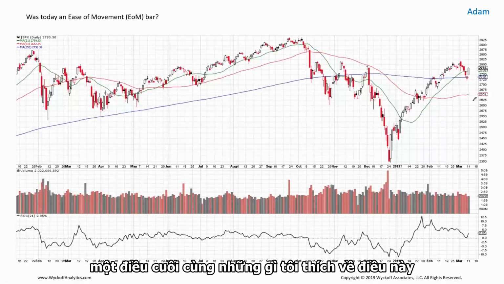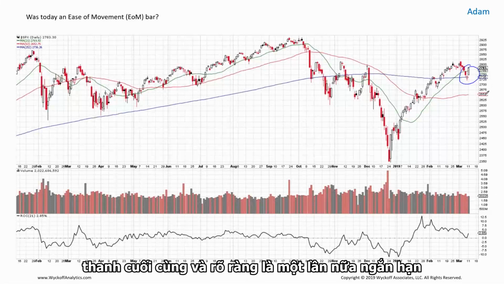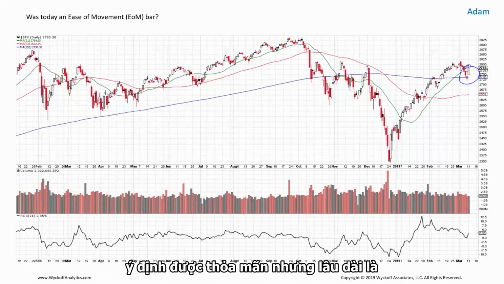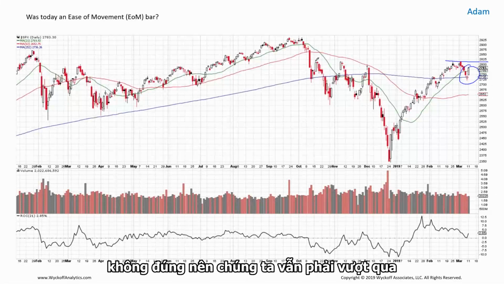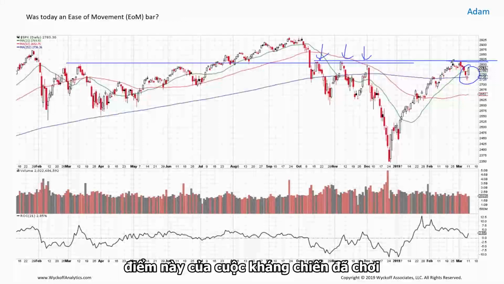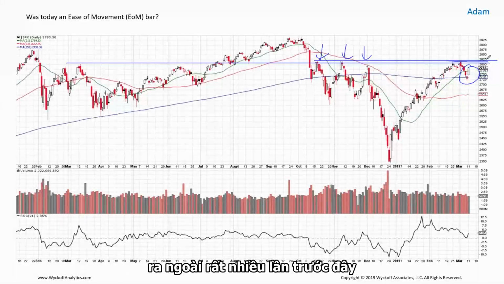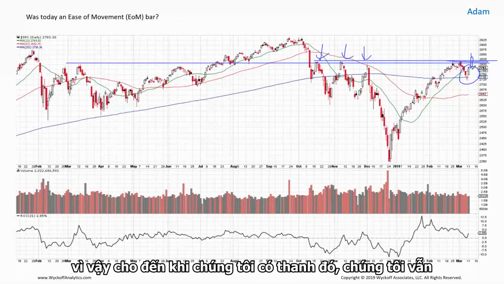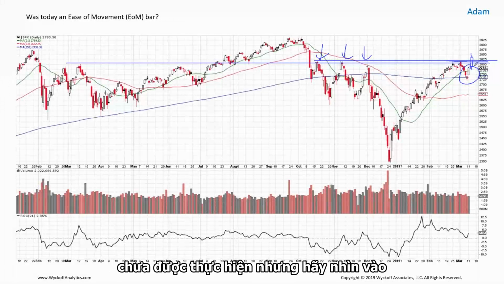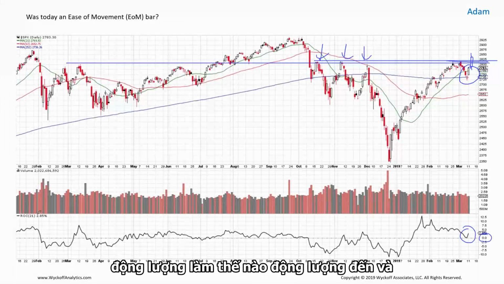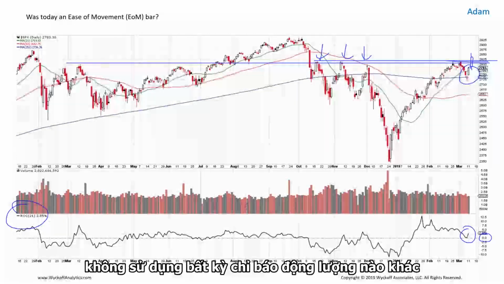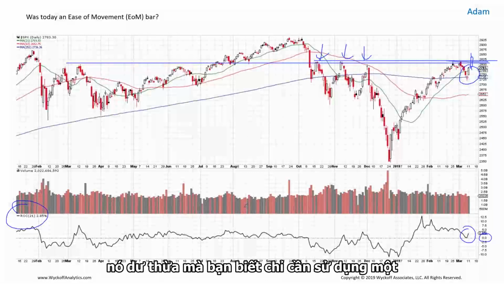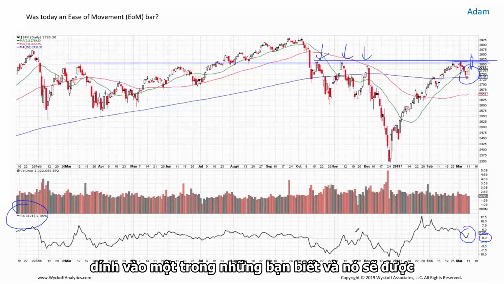One last thing, what I like about this last bar, and obviously again, short-term intention is satisfied, but long-term is not, right? So we still have to overcome this point of resistance that played out so many times before. So until we have that bar, we're still thinking that the long-term intention has not been fulfilled. But look at the momentum, and I'm always using rate of change. I'm not using any other momentum indicators. It's redundant. Just use one, stick to one, and it would be enough.